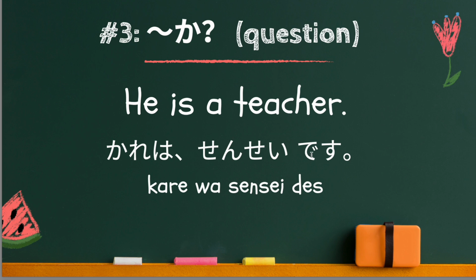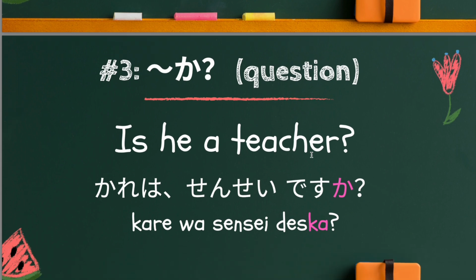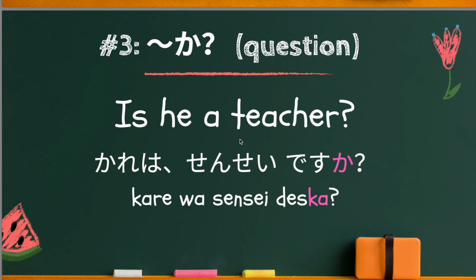But this time you will learn how to make a question sentence. For example, is he a teacher? Or is she Japanese? And so on. But this is very simple because all you have to do is to add ka at the end. Just like this. Is he a teacher? 彼は先生ですか?